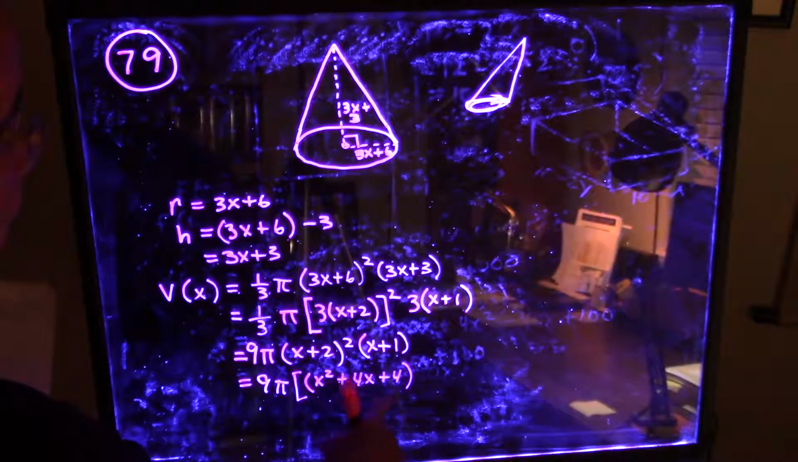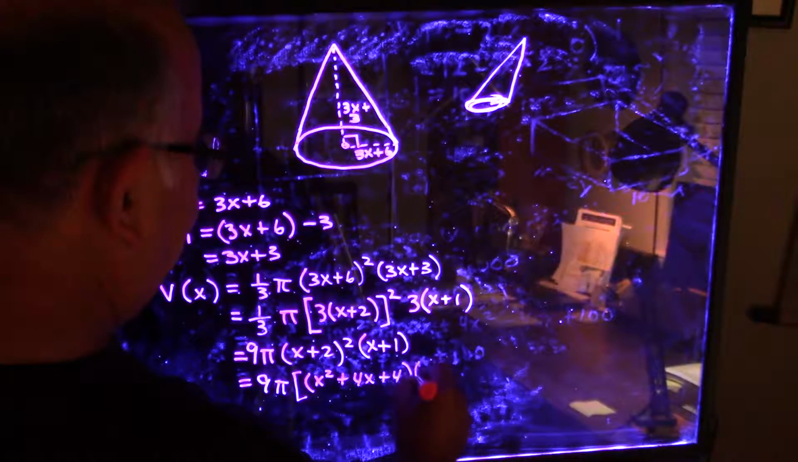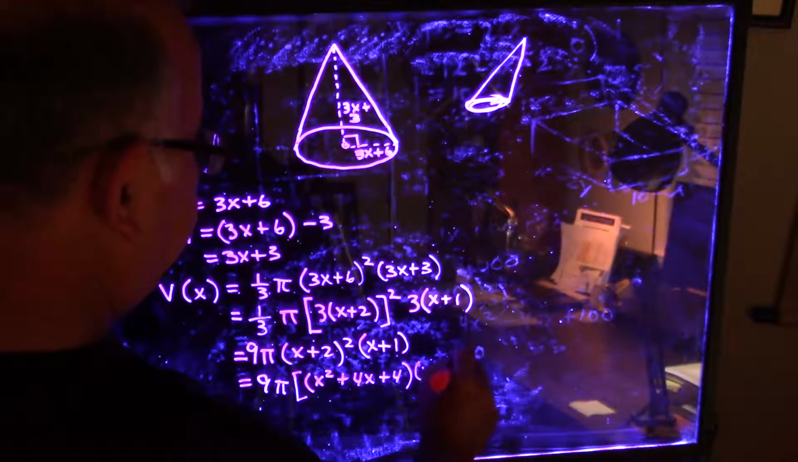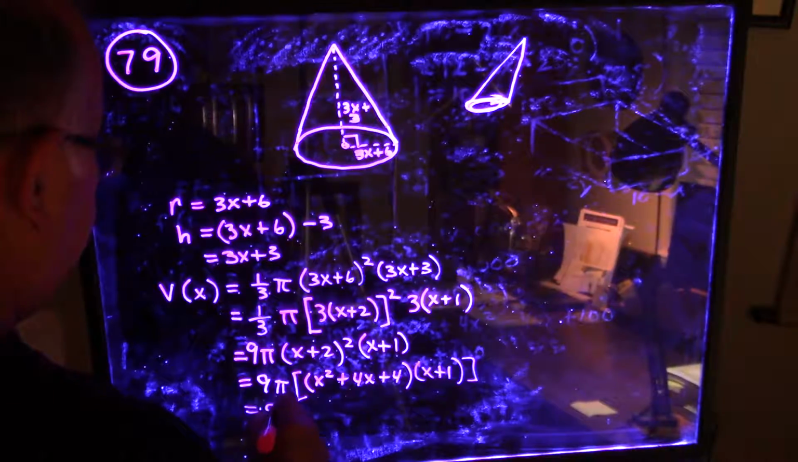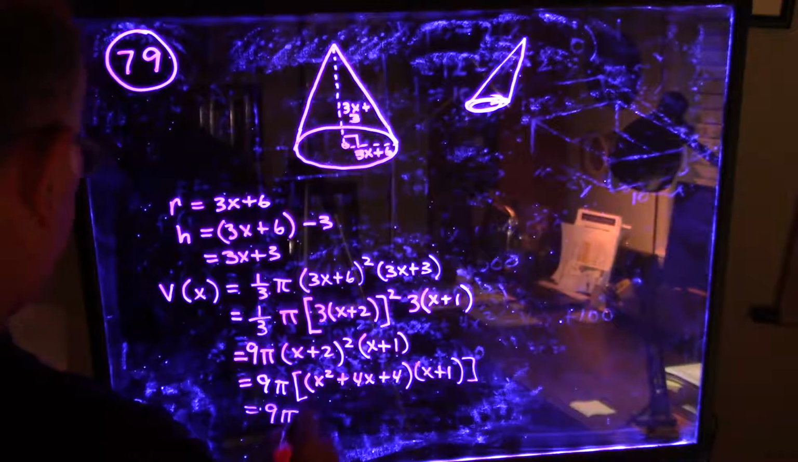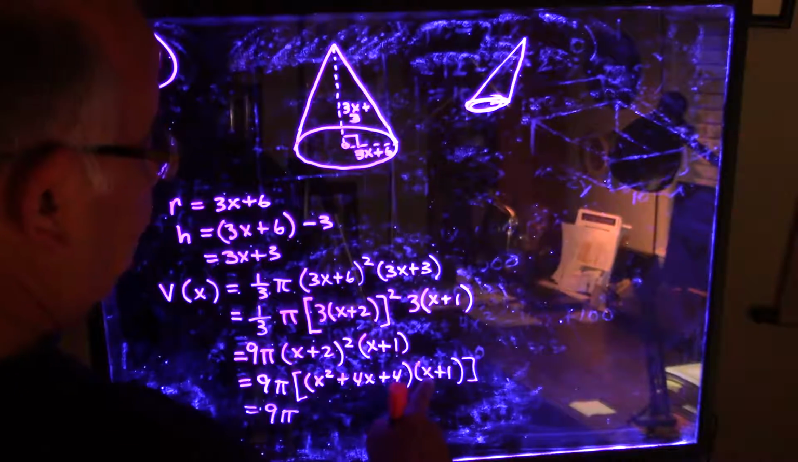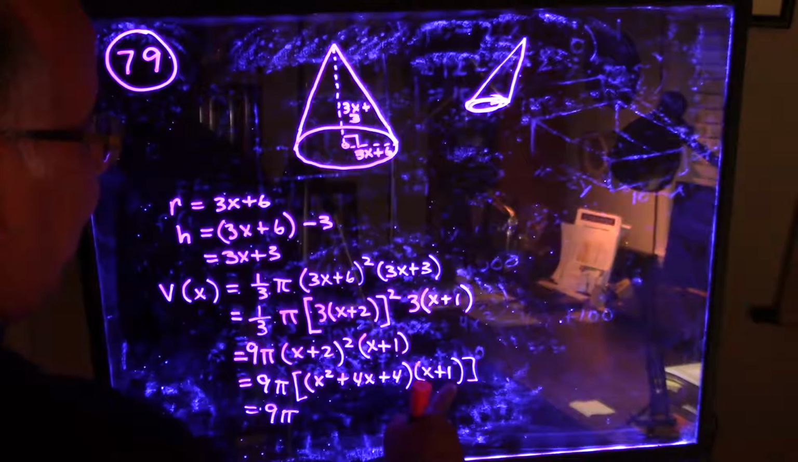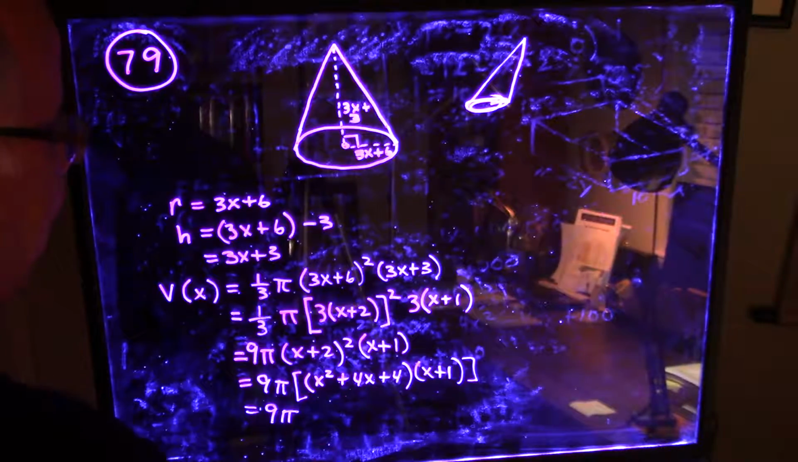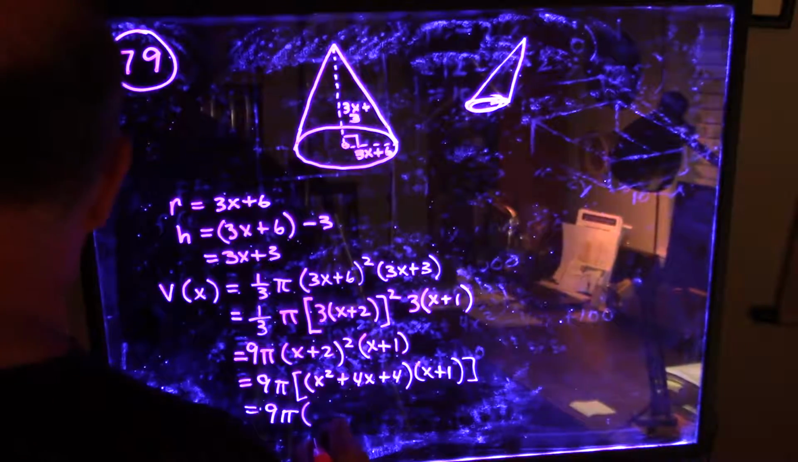Don't forget to put the parentheses around that. And then you've got parentheses x plus 1. Alright. So what you do is you multiply x times each one of these, and then you multiply 1 times each one of these, just like we did in the last problem. And what you get is x cubed.